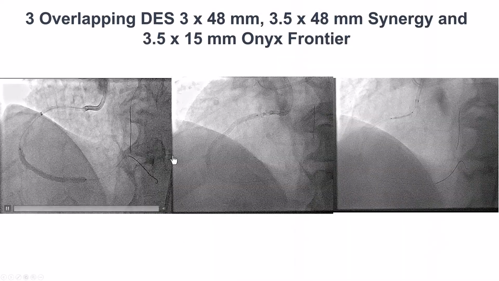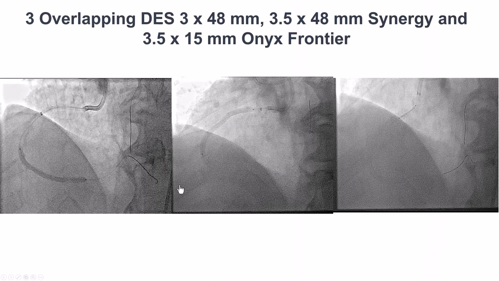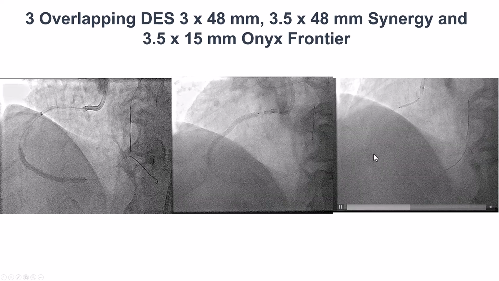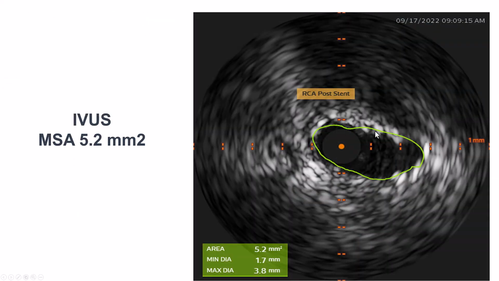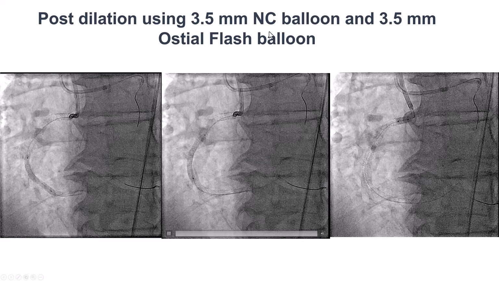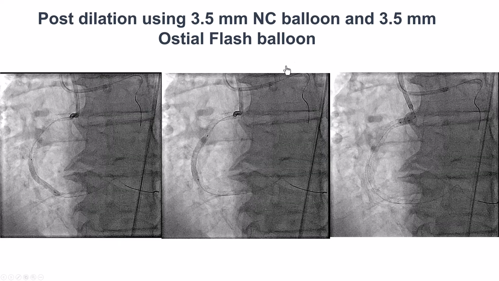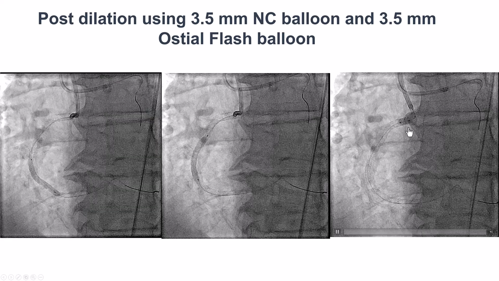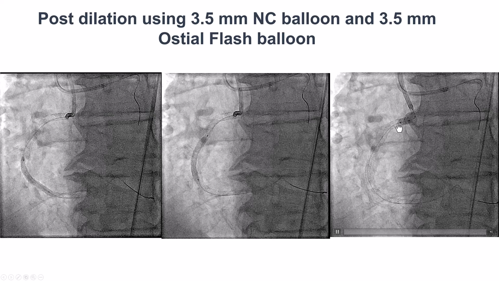So we ended up placing stents all the way from the distal RCA to the ostium of the right coronary artery. And then we did IVUS showing some under expansion, this oval deformation, and that's why we post-dilated with a 3.5 millimeter NC balloon. And after doing that, we got some better expansion. And we also used the Ostial Flash balloon, which is specifically designed to flare the stent struts of aorto-ostial stents.